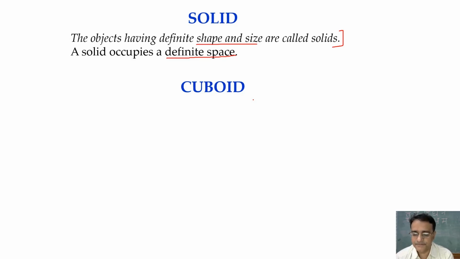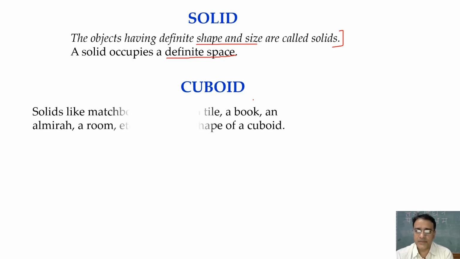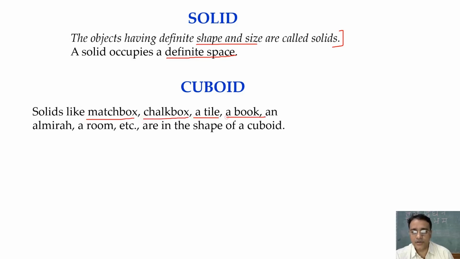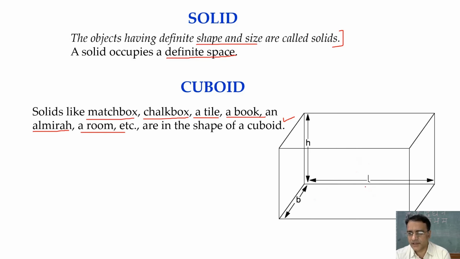So what is the lateral surface area of a cuboid? Last year पढ़े हो? So 2h into l plus b. Very good. Solids like matchbox, chalk box, tile, book, almirah, room, etc. are in the shape of cuboid. Okay, so we'll see one rough figure. This is l, this is breadth, and this is h.